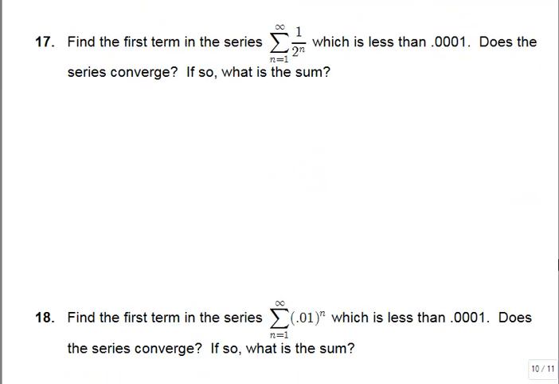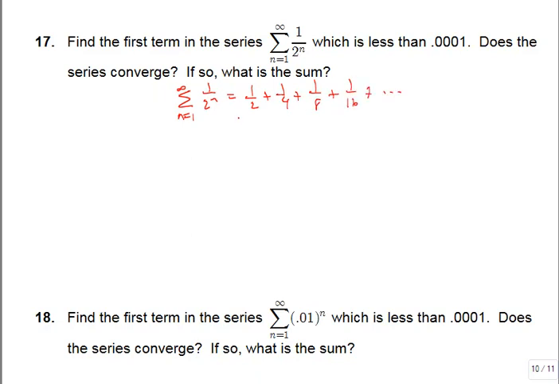The next example, we want to find the first term in this series, 1 over 2 to the n, which is less than 0.0001. Does this series converge, and if so, what is the sum? So I'm actually going to answer the last two questions first, because this should be fairly obvious by now, looking at this series from 1 to infinity of 1 over 2 to the n. That's going to be 1/2 plus 1/4 plus 1/8 plus 1/16, and so on.